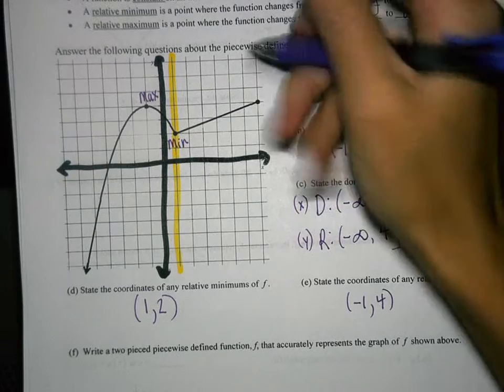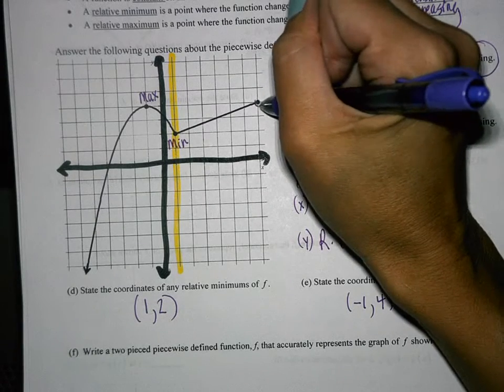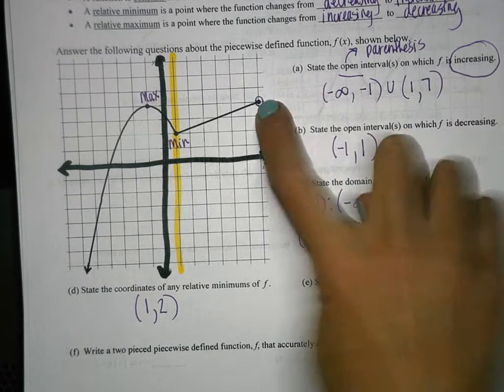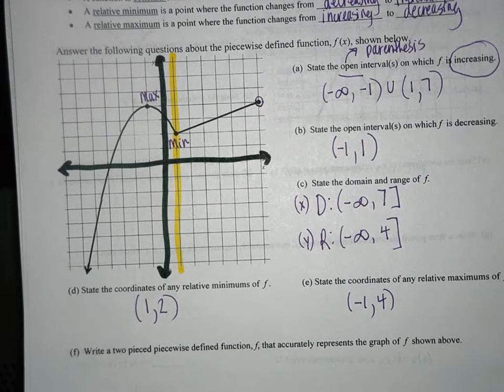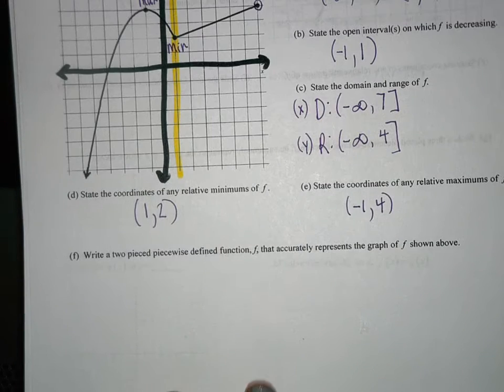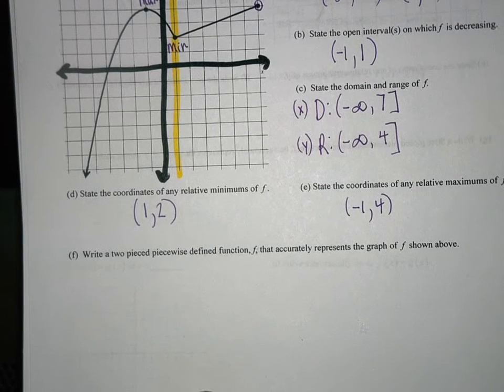Do you remember what I've said? Why is this value not? It just stops, and in order for something to be a max or a min, what has to happen? Good, it has to change. It has to change directions. This is not changing, it's just stopping. So it has to go from increasing to decreasing or from decreasing to increasing in order for it to work, okay? All right, so this last part is we need to write a 2 piecewise function.